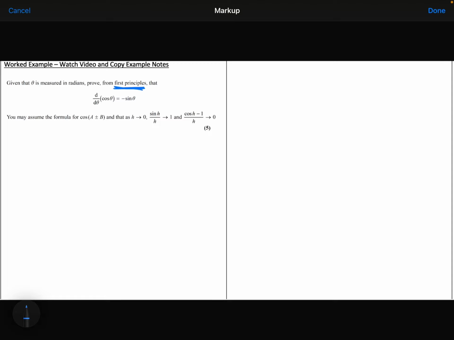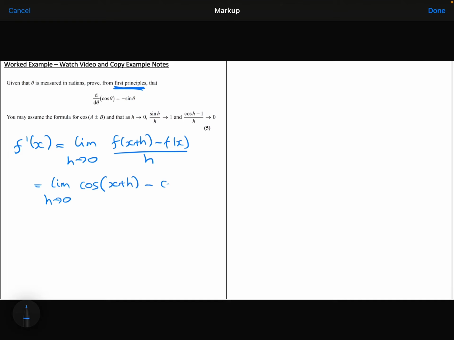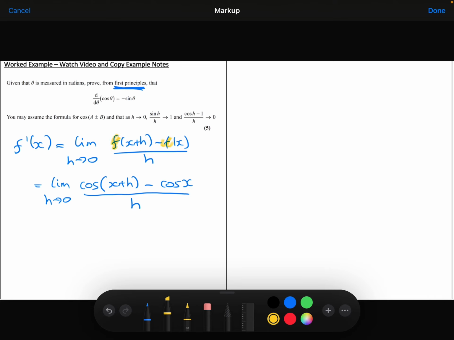So, first principles. We look in our formula booklet and remind ourselves of the formula for that, which is this. In our case, the function is cos. So our formula will be the limit as h tends towards 0 of cos of x plus h minus cos of x, all over h. I'm just substituting cos in for the function.